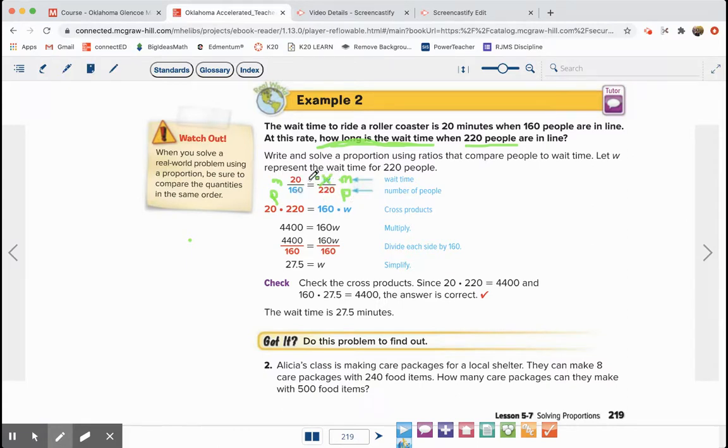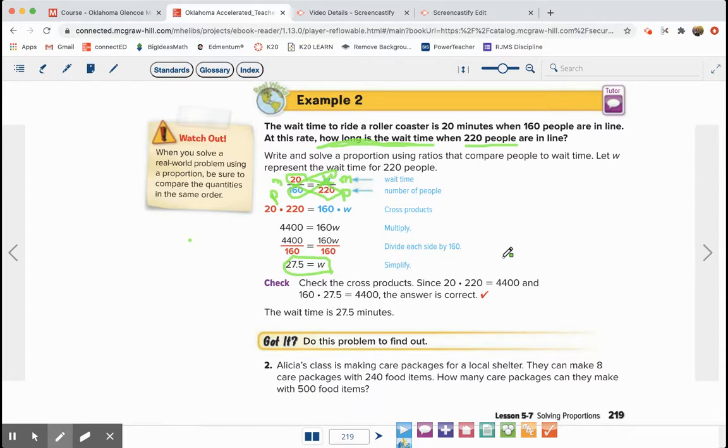Once we get our proportion set up, then we can solve it. So we would do 20 times 220 and then 160 times W. So when we multiply this, we get 4,400 equals 160W. Then you divide both sides by 160, and we get the wait time would be 27.5 minutes when there's 220 people in line. So what I want you to do is try number 2. The hardest part on this is setting up your proportion. Then you're just cross multiplying.